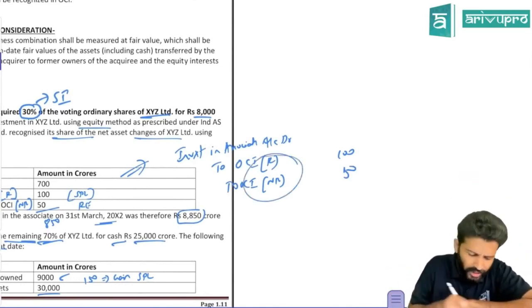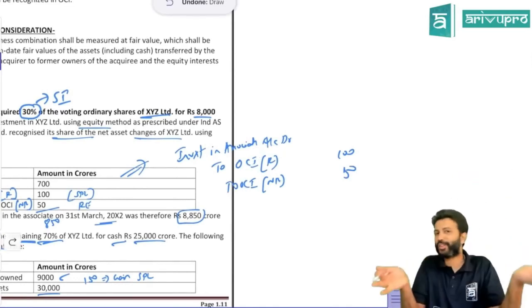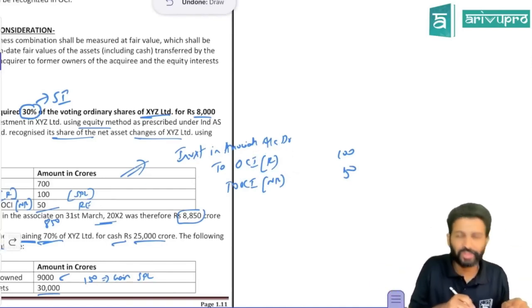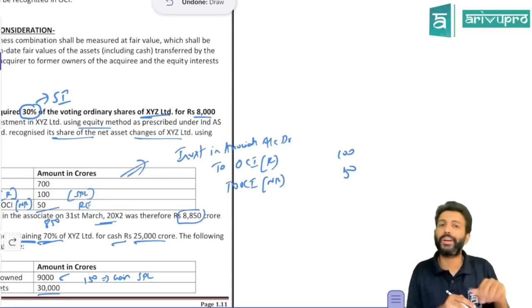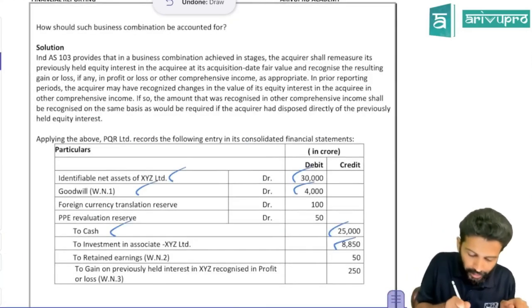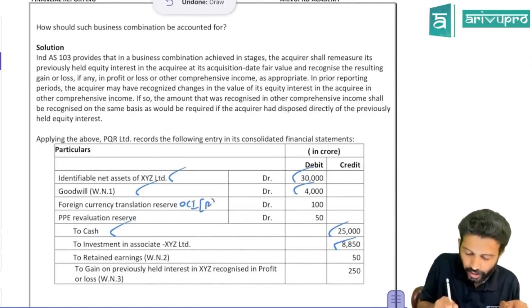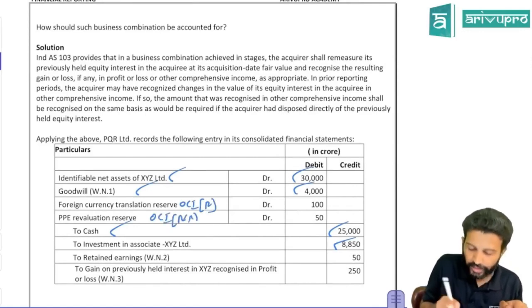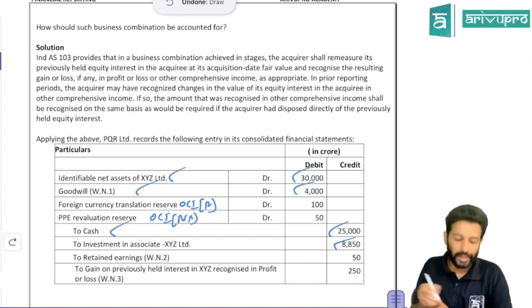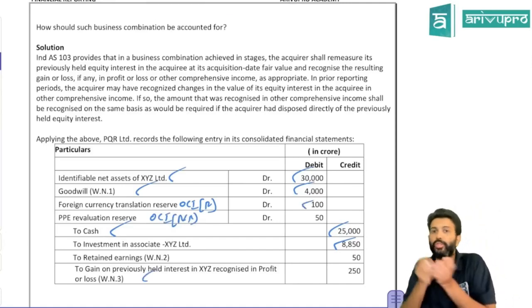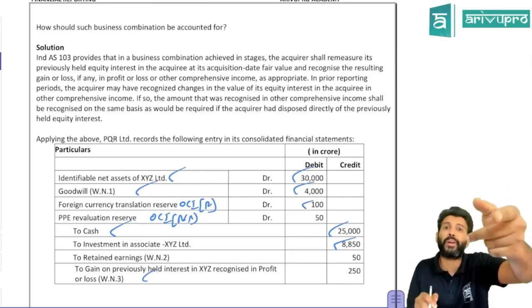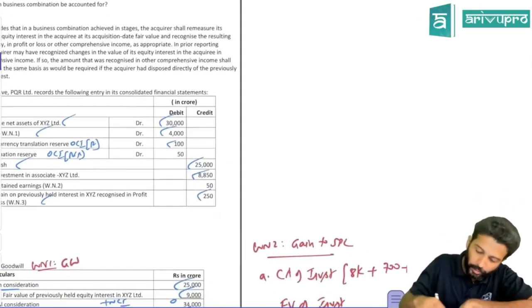But this OCI you will not transfer to investment, because investment is already derecognized. The R OCI will be transferred to the P&L account, and the NR OCI will be directly transferred to retained earnings. So you need to reverse, meaning you need to debit them. That's what they've done over here. This is the foreign currency translation reserve, which is your OCI R, and the PP revaluation reserve, which is your OCI NR. The R will go to the P&L account, so you'll credit your P&L account. Only this 100 will go to P&L. You lost significant influence and made a gain of 150, so totally 250, which we already found out.